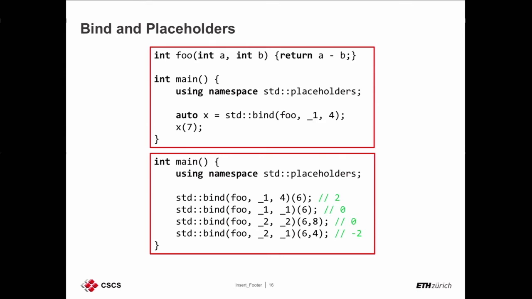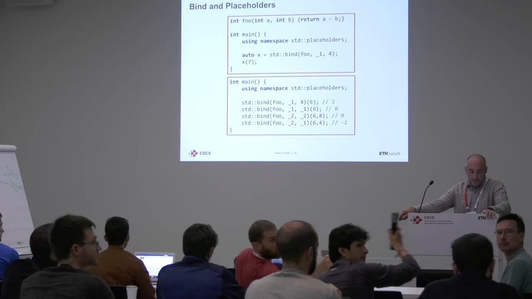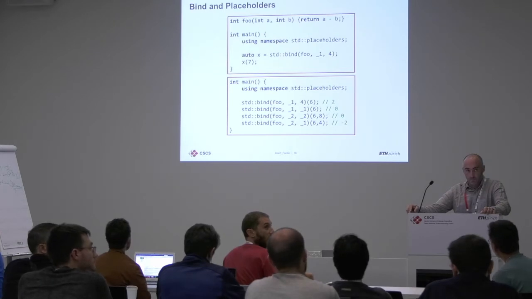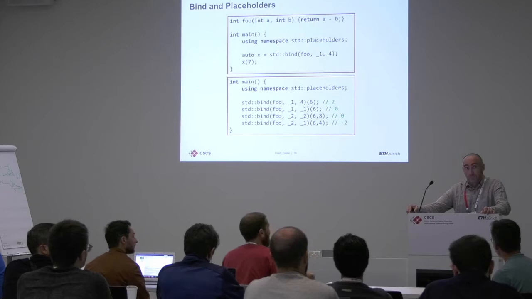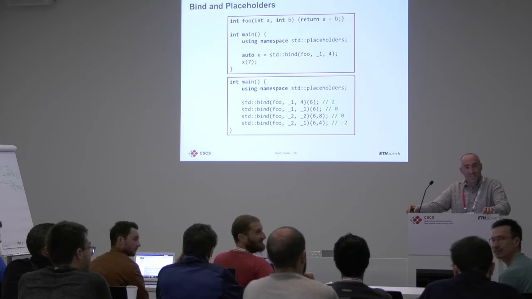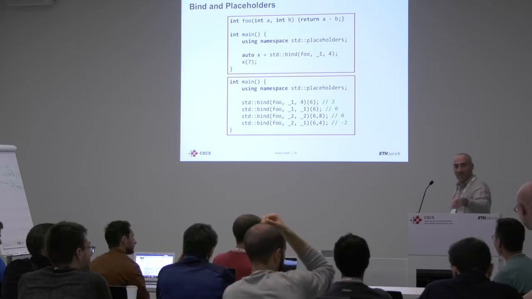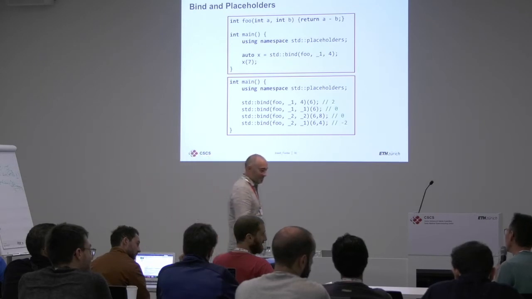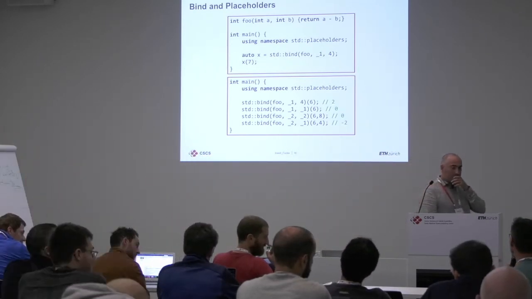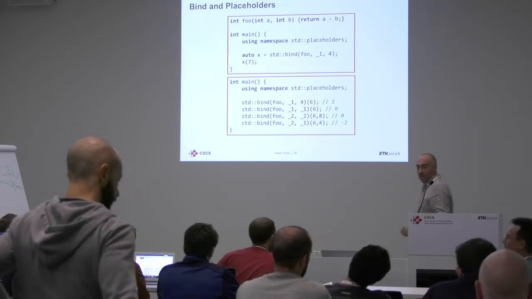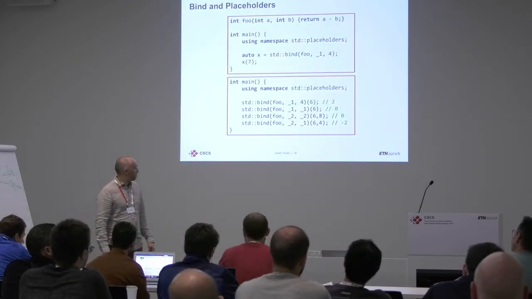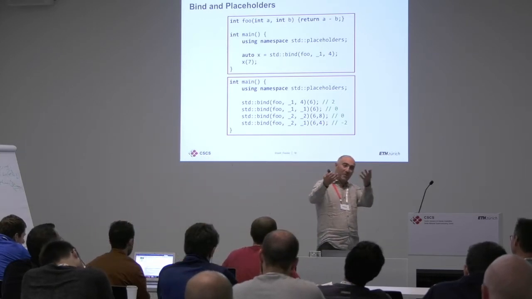Does standard bind propagate noexcept qualifications on the thing that it's binding? I think so. I don't know. I need to look it up. Do you know, Anton? Unlikely, because it was basically designed before noexcept. Yeah, noexcept is later. Go and find out.